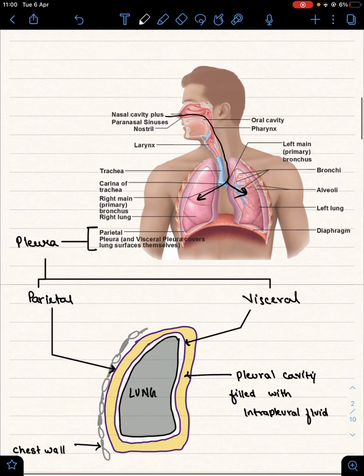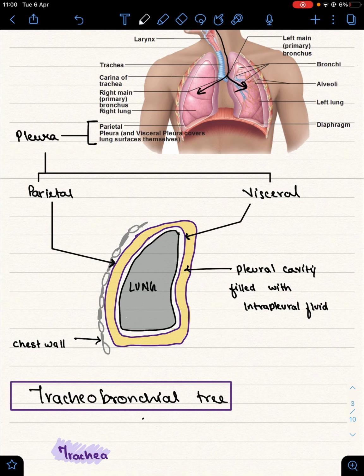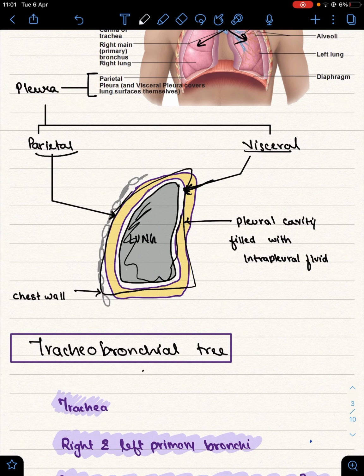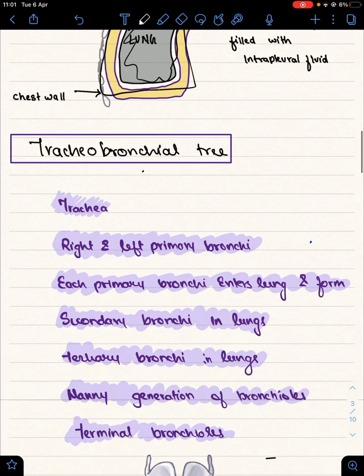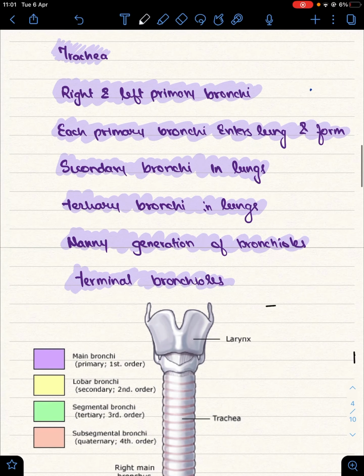Lungs are covered by pleura. As we can see on the screen, the pleura is divided into parietal pleura and visceral pleura. Parietal pleura is attached to the chest cavity, and visceral pleura is attached to the lungs. As you can see here, this is visceral pleura, sorry. And the cavity between both pleura is called the pleural space, and it is filled by intrapleural fluid.